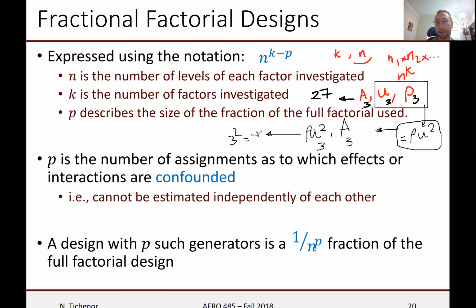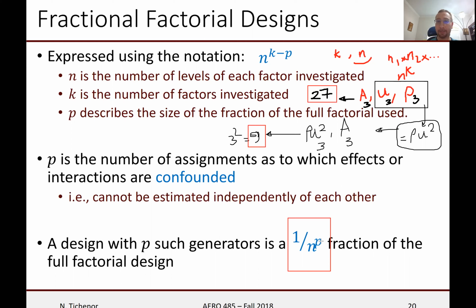I have 9 experiments. These are not considering the repetition or replication of each experiment, but compare this 9 to this 27. So indeed, the fractional factorial can significantly reduce the number of experiments, and it can reduce it by this factor, which in our case, we went from 3 variables to 2. So we reduced it by 1.